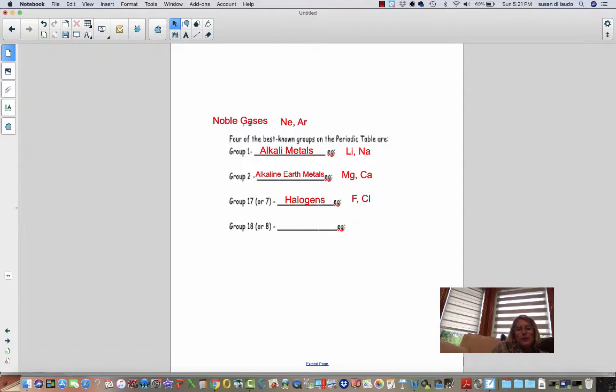The last group is already stable. Their valence shell, their outer electrons, are full. So they already have either 2 if they're helium, or 8 if they're neon and argon. They already have that full valence shell. They don't need to react to become stable, and so they tend to be what we call inert, unreactive elements.